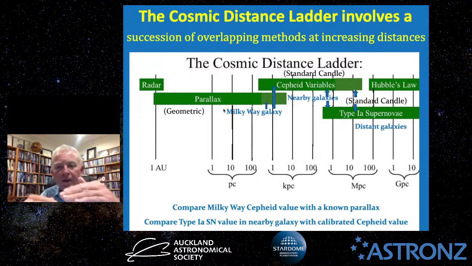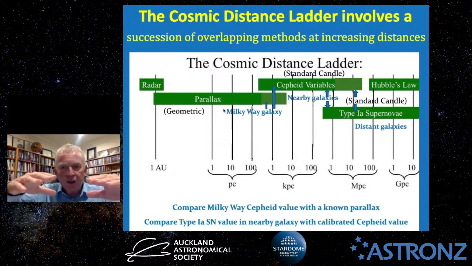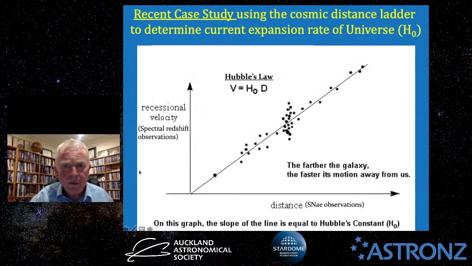In each rung up the ladder, you're getting there securely. So you go up a little bit for further distance, calibrate, make sure you're safe there, you're happy there, you move out to another distance, calibrate again with something else that you know, and keep moving out. So that's the principle behind the cosmic distance ladder.